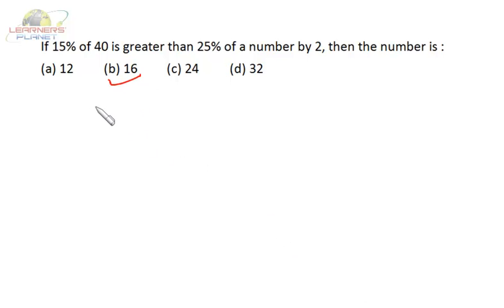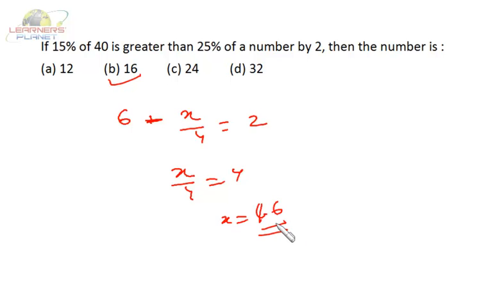Shall I do it over here? 15% is 3 by 20. 3 by 20 of 40 is 6, minus 25% of a number, that is x by 4, is equal to 2. So x by 4 is equal to 4, x is equal to 16. Okay.